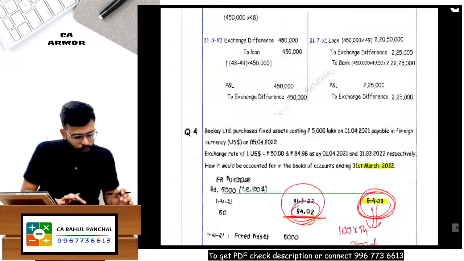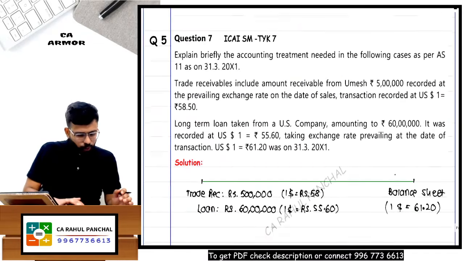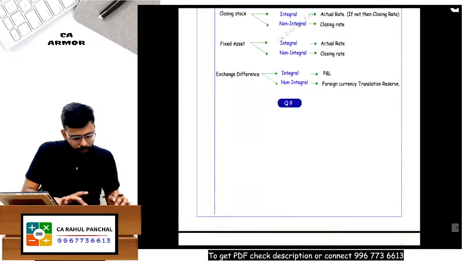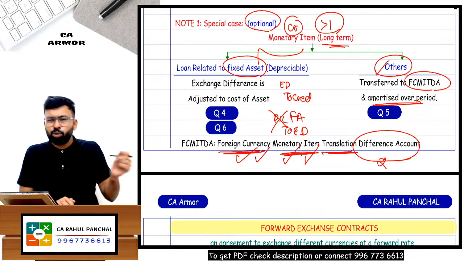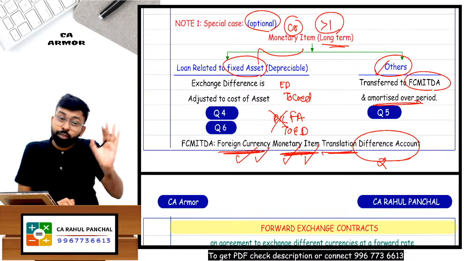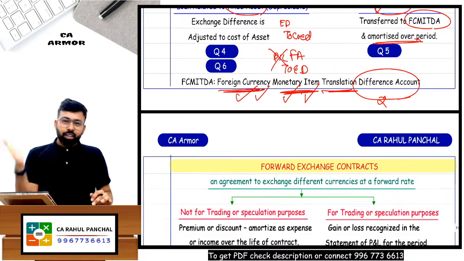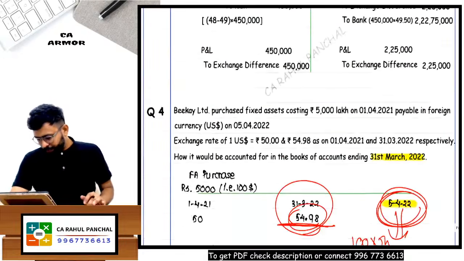Chalo, now let us do one thing. Let's come to question number 5. As you see, how many questions are there? Question number 4, question number 5, question number 6. Let us do 5 and 6, you will understand. If it is related to asset, adjust it to the asset. That is the option which is there. If it is other long term, it will be adjusted to the FCMITDA account. Okay, chalo.